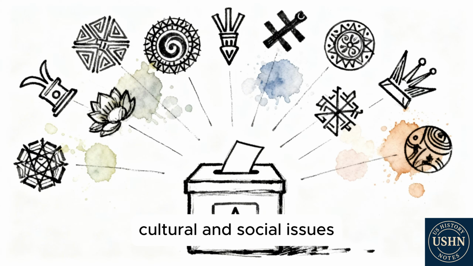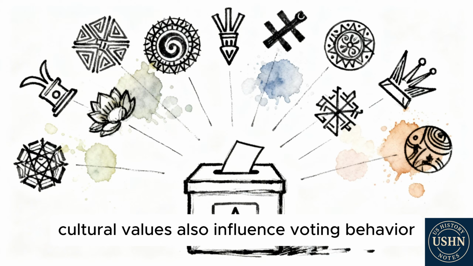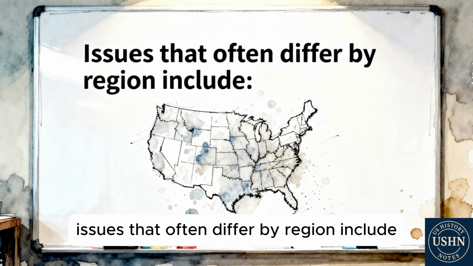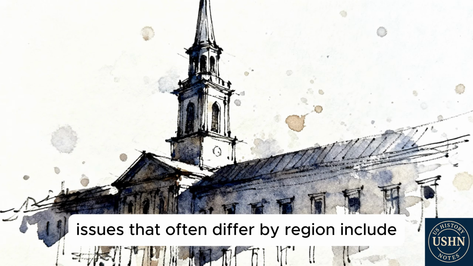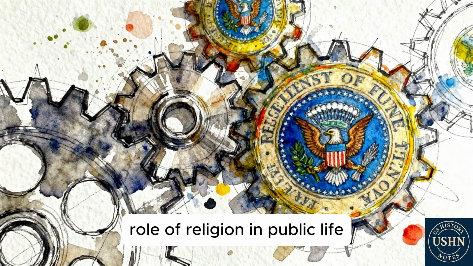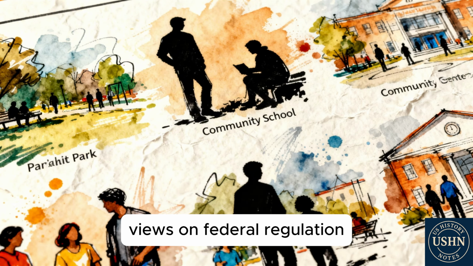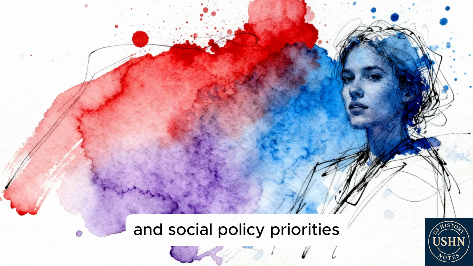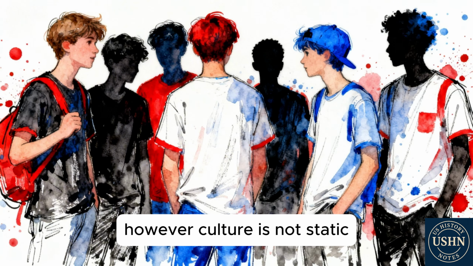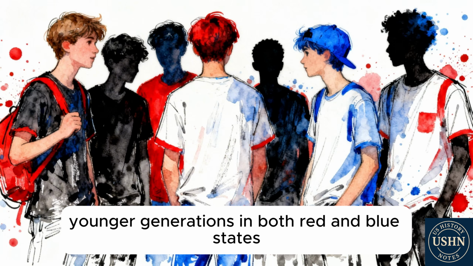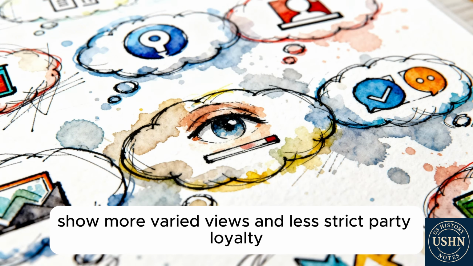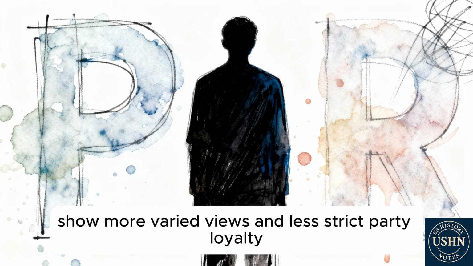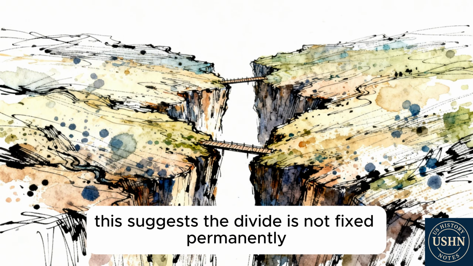Cultural and social issues. Cultural values also influence voting behavior. Issues that often differ by region include the role of religion in public life, views on federal regulation, and social policy priorities. However, culture is not static. Younger generations in both red and blue states show more varied views and less strict party loyalty. This suggests the divide is not fixed permanently.